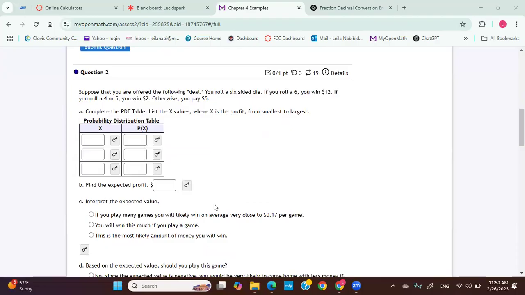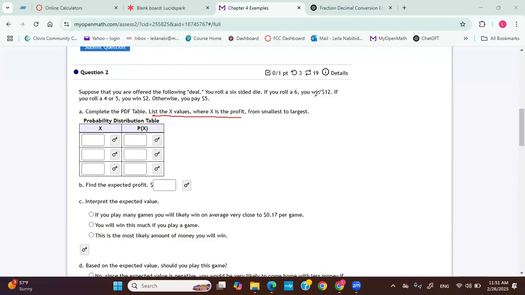It says, suppose that you are offered the following deal. You roll a 6-sided die, and if you roll a 6, you win $12. If you roll a 4 or 5, you win $2. Otherwise, you pay $5. It says, complete the PDF table, the probability distribution function table. And it tells you that X is the profit. So that means the numbers that you should put for the X values should be the profit.